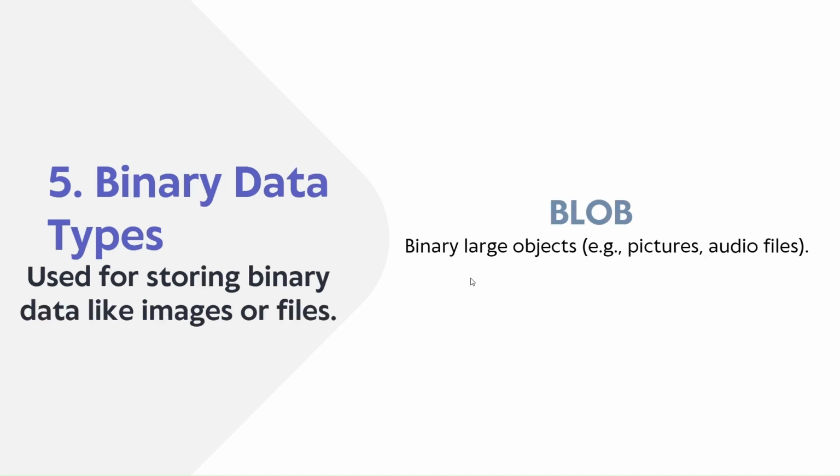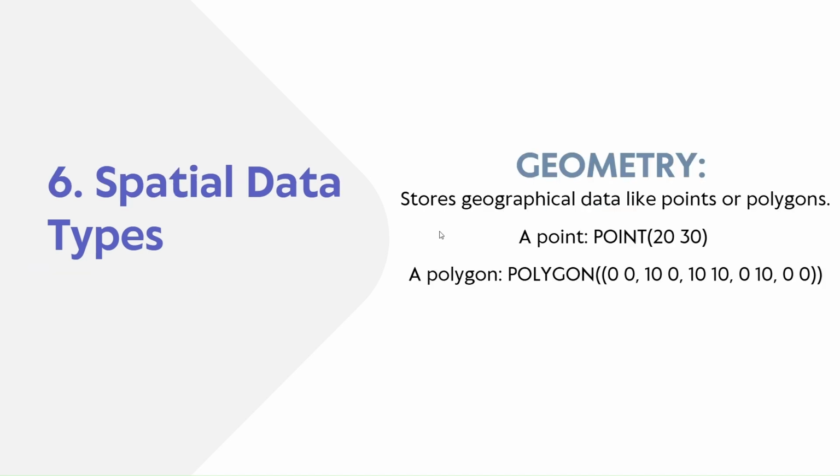And next comes the binary data types. So binary data types are generally used for storing binary data like images or files. And we use BLOB to store the binary data types. For example, we can save pictures and audio files using BLOB. Alright. Next comes the spatial data types.